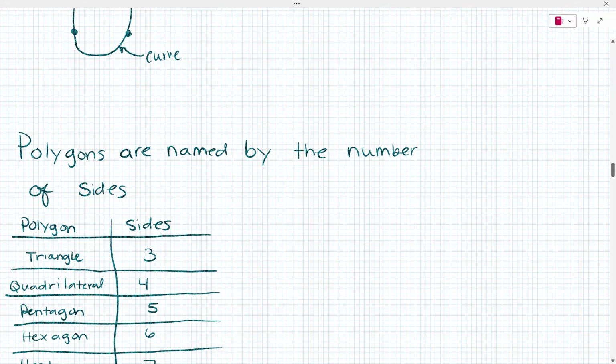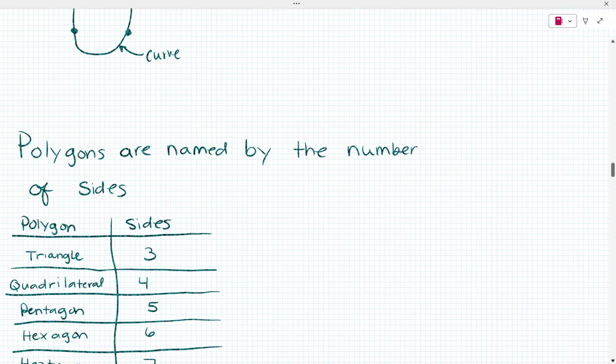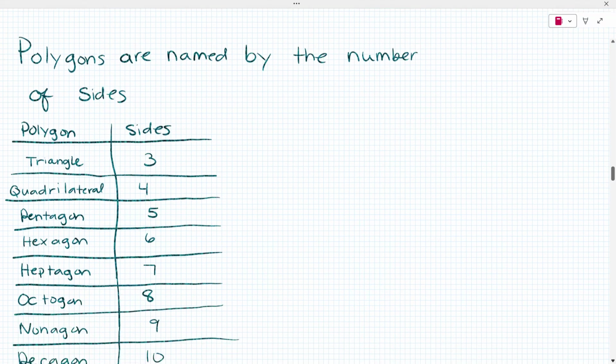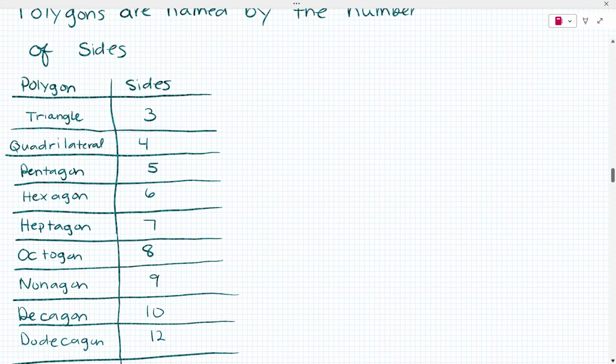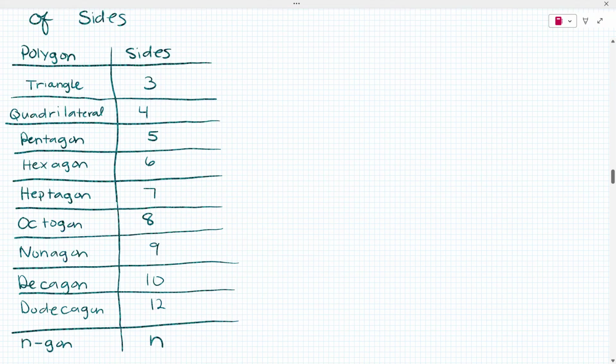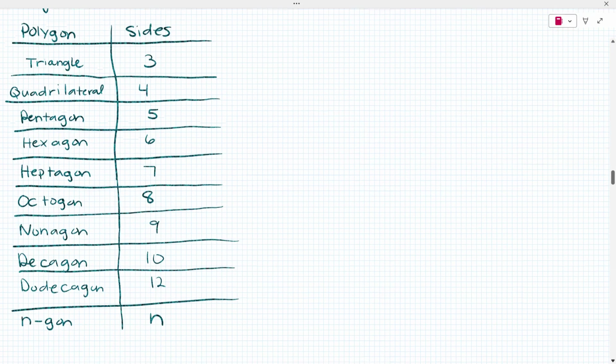So if you have three sides, it's a triangle. If you have four sides, it's a quadrilateral. If you have five sides, it's a pentagon. Six sides, you have a hexagon. Seven sides, you have a heptagon. Eight sides, octagon. Nine sides, nonagon. 10 sides, decagon. 12 sides, I can't even say that, dodecagon.